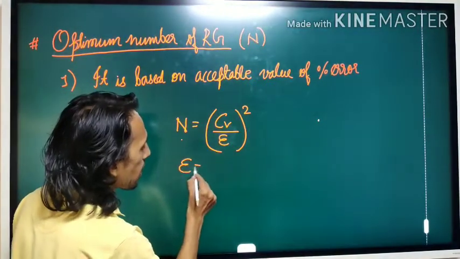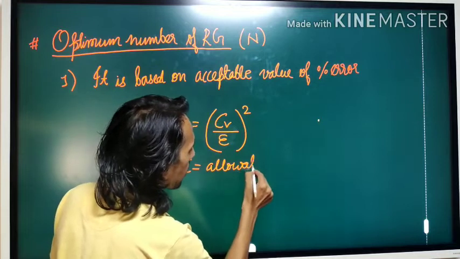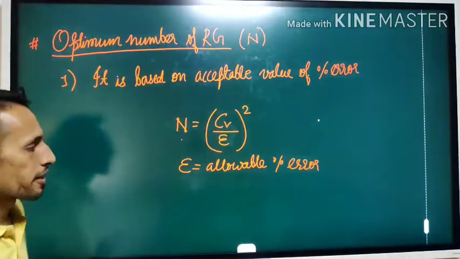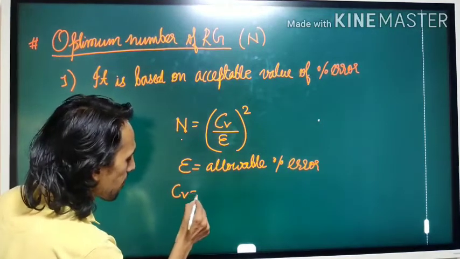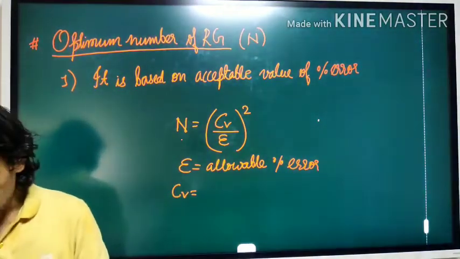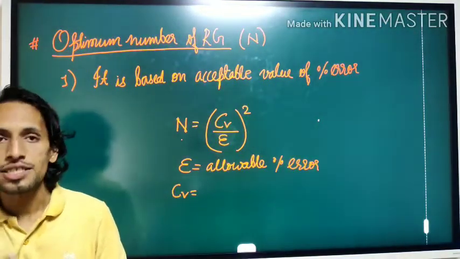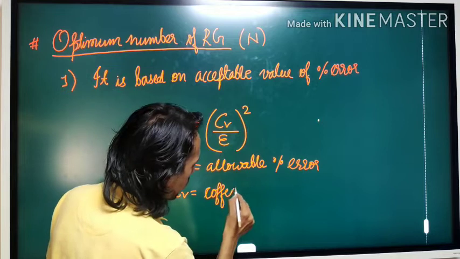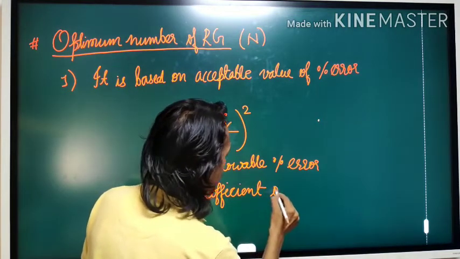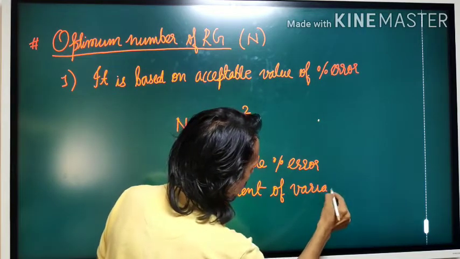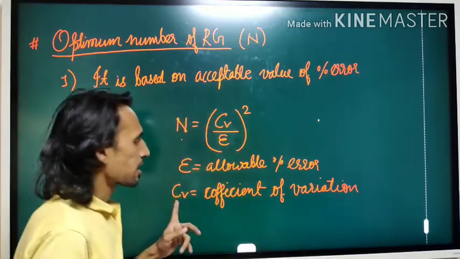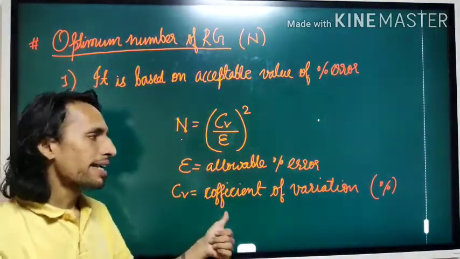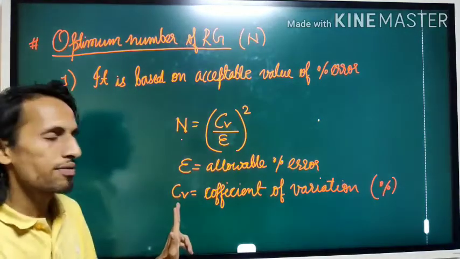Here epsilon is the allowable percentage error, how much error you can tolerate. Then what is CV? If you remember your knowledge from statistics, this CV is called the coefficient of variation. The CV is reported in terms of percentage. So in mathematics you might have heard this word CV, coefficient of variation.